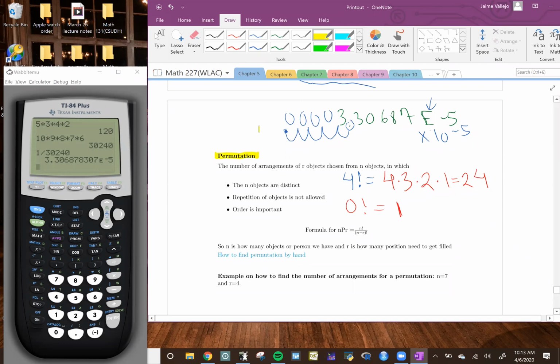For a permutation, 3 things have to happen for it to be a permutation. The first thing, n objects are distinct.